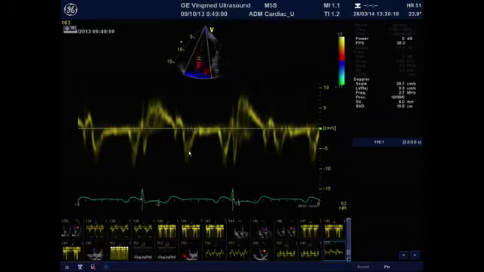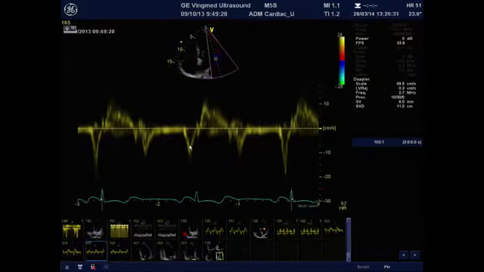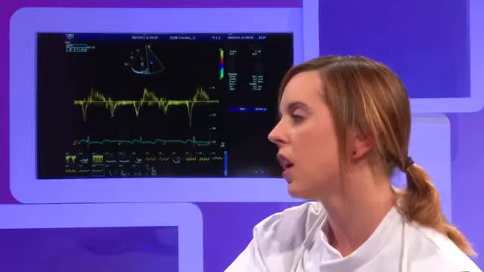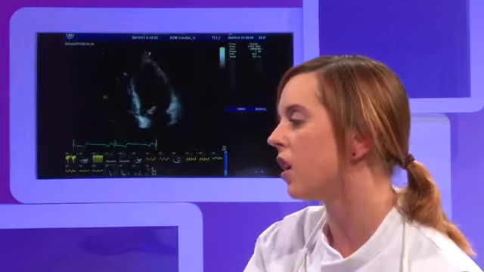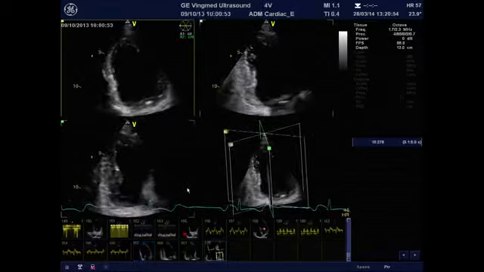You should assess the E and the A wave, and especially the E wave, as you're going to measure the E on E prime ratio. So this is the same thing on the lateral mitral annulus. And then finally, you can just evaluate the left ventricular systolic function using Simpson biplane method or triplane. So this is how you should assess a mechanical prosthesis in aortic position.